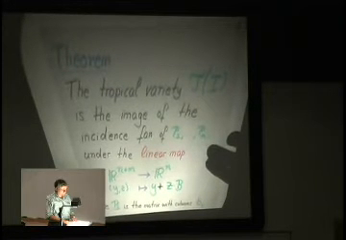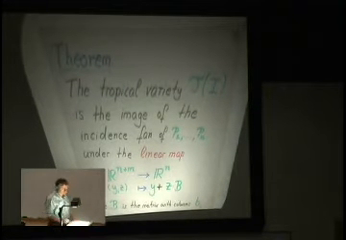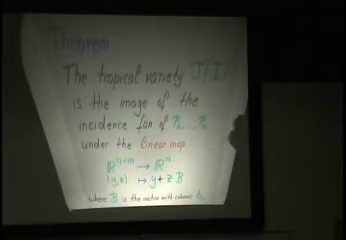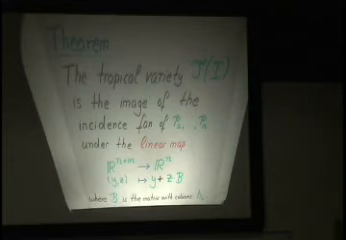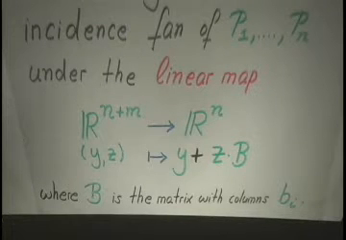And here's the linear map. I take a vector (y, z), so I have y1 up to yn, and z1 up to zm, and I write them as row vectors. Then I form the matrix B, and that's the matrix whose columns are the bi.